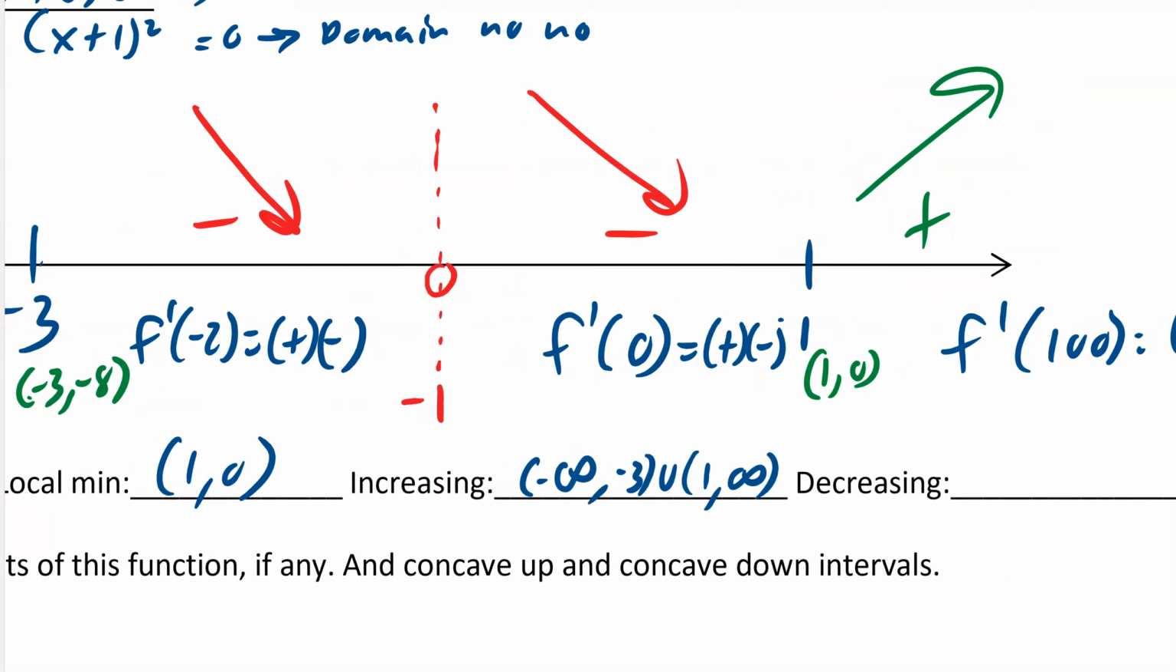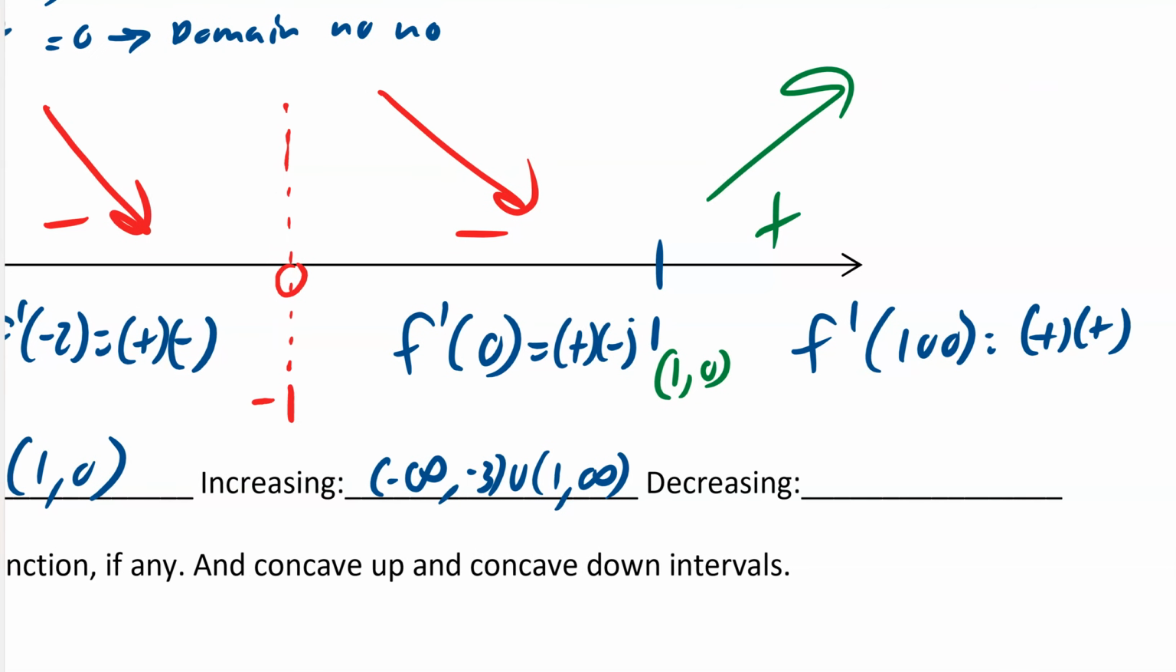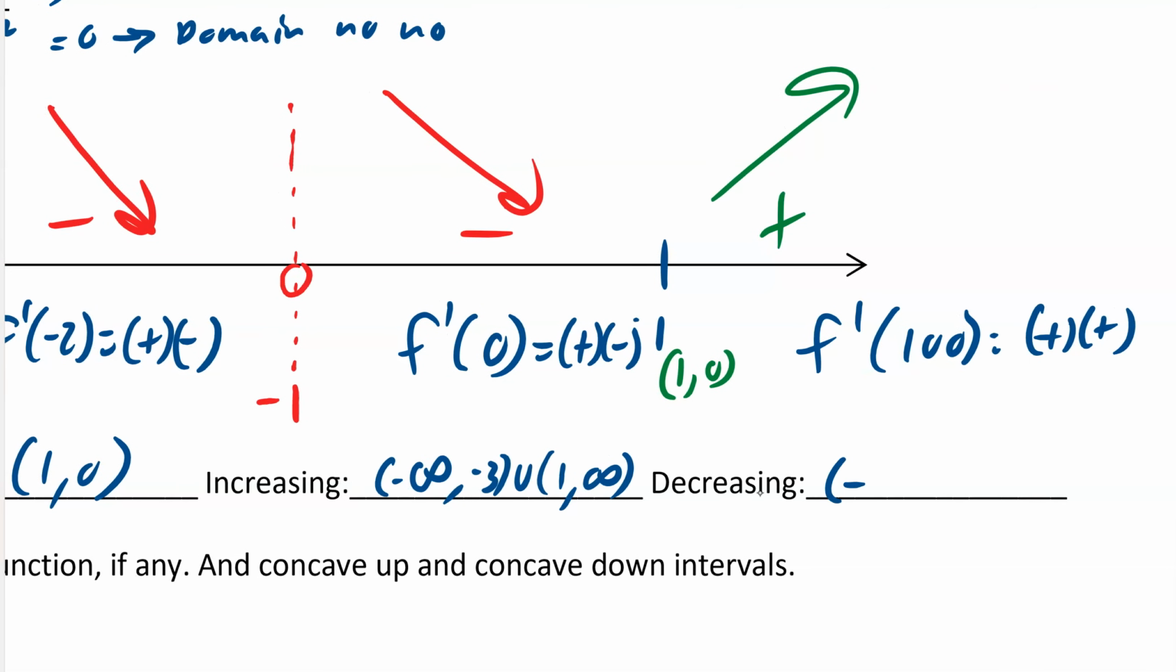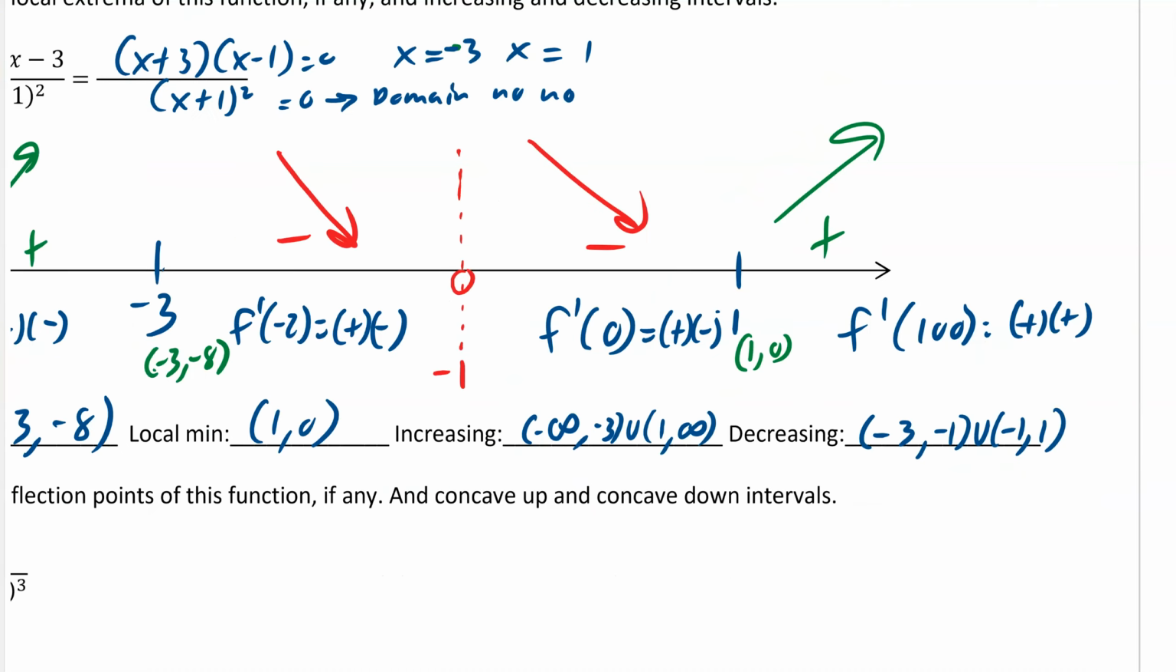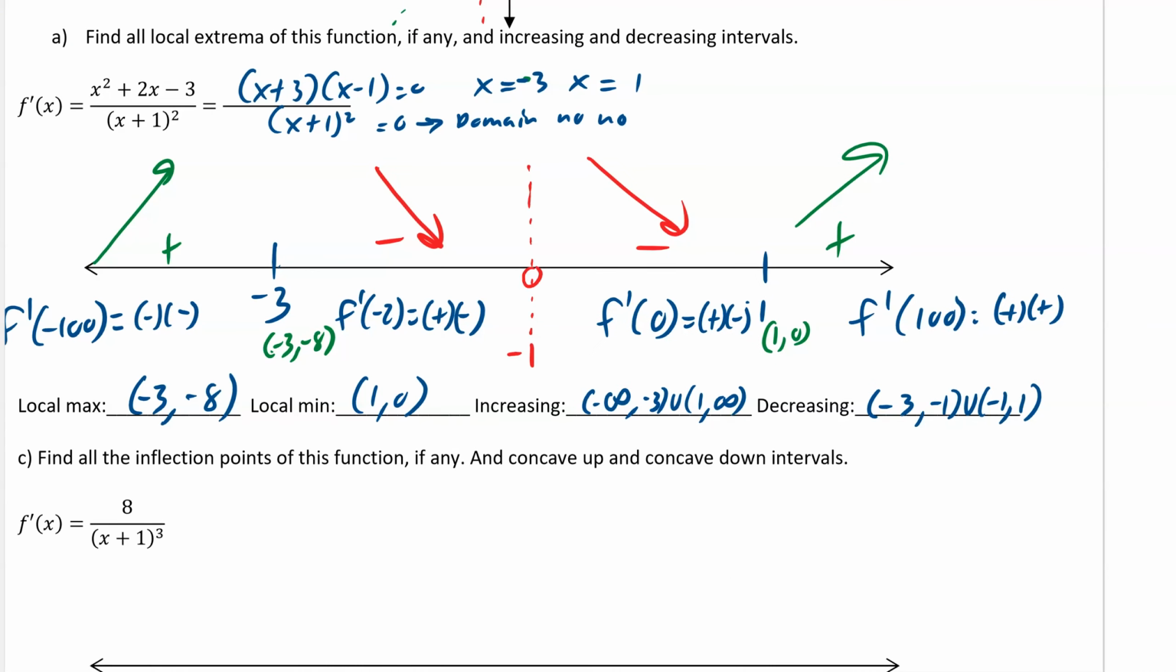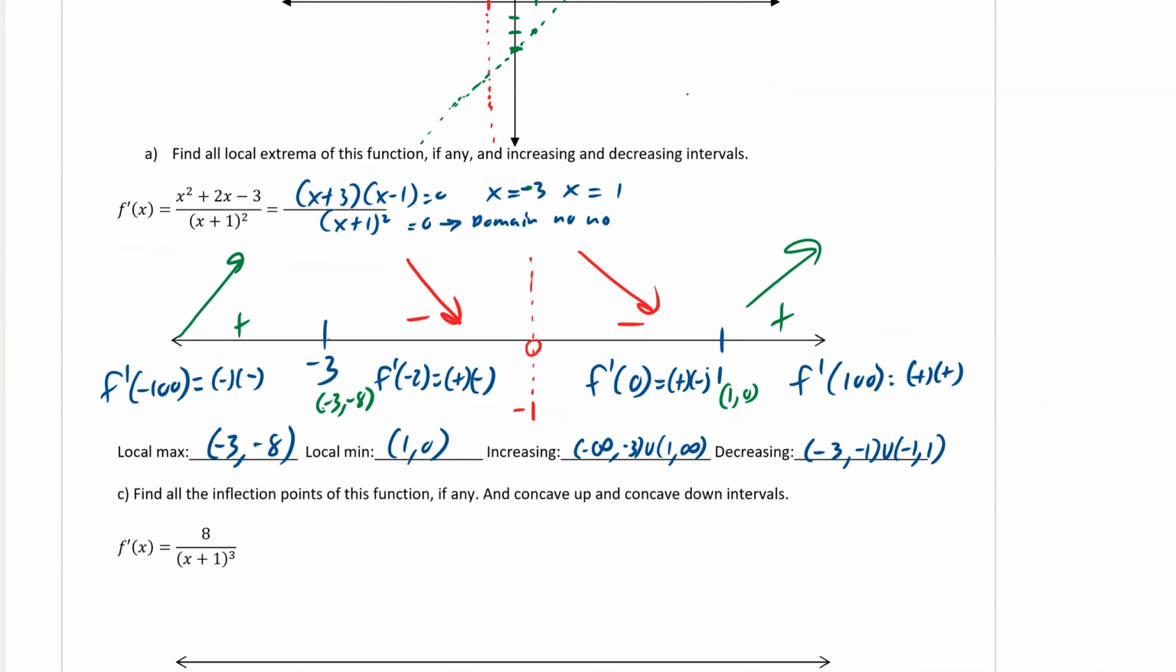And it's decreasing from -3 to -1. And you cannot say this. If you put -3 and then you put comma, -1, comma 1, it's wrong. There's a split there. So -1 is not included. It's an undefined value. So you still have to split them up just like that. So there you go. That's why you have to put your domain issues on there.